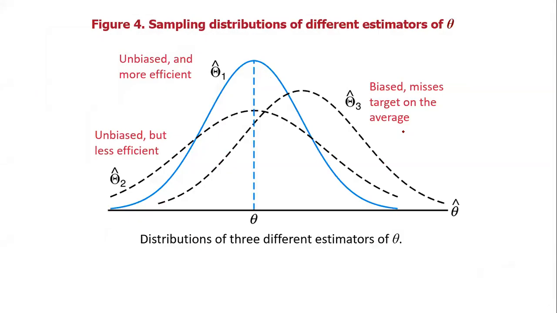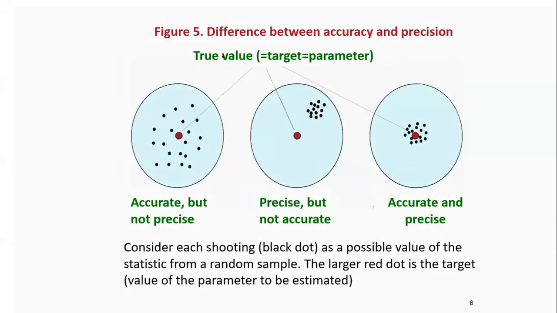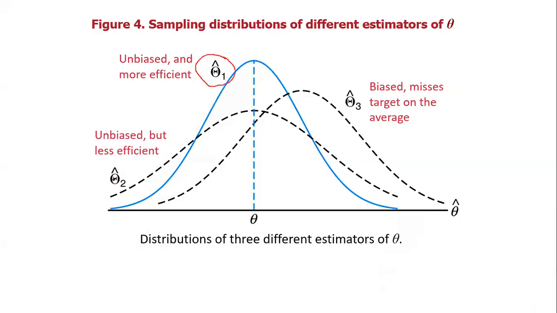So let's look at this one. Here, this is theta 1 hat. Let me compare it with theta 2 hat and theta 3 hat. As you see, theta 1 hat has a distribution whose center is at theta. Theta is the parameter that you want to estimate. You can think of theta as your mu, and you can think of theta 3 hat as your mu hat. So let's say this is mu 3 hat.